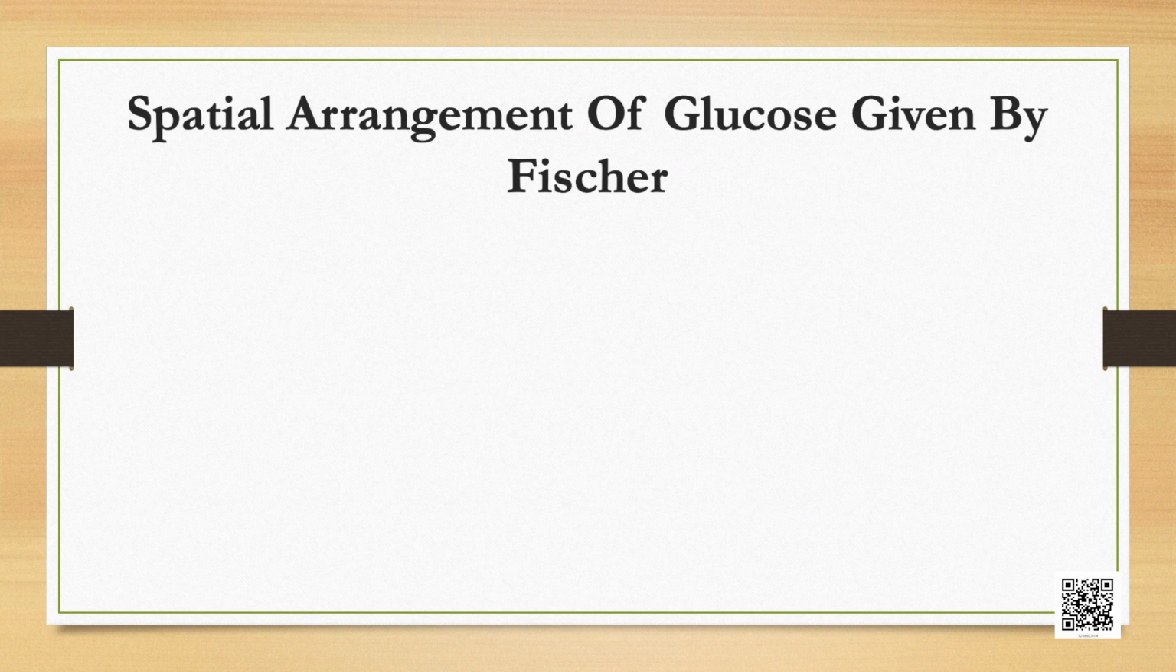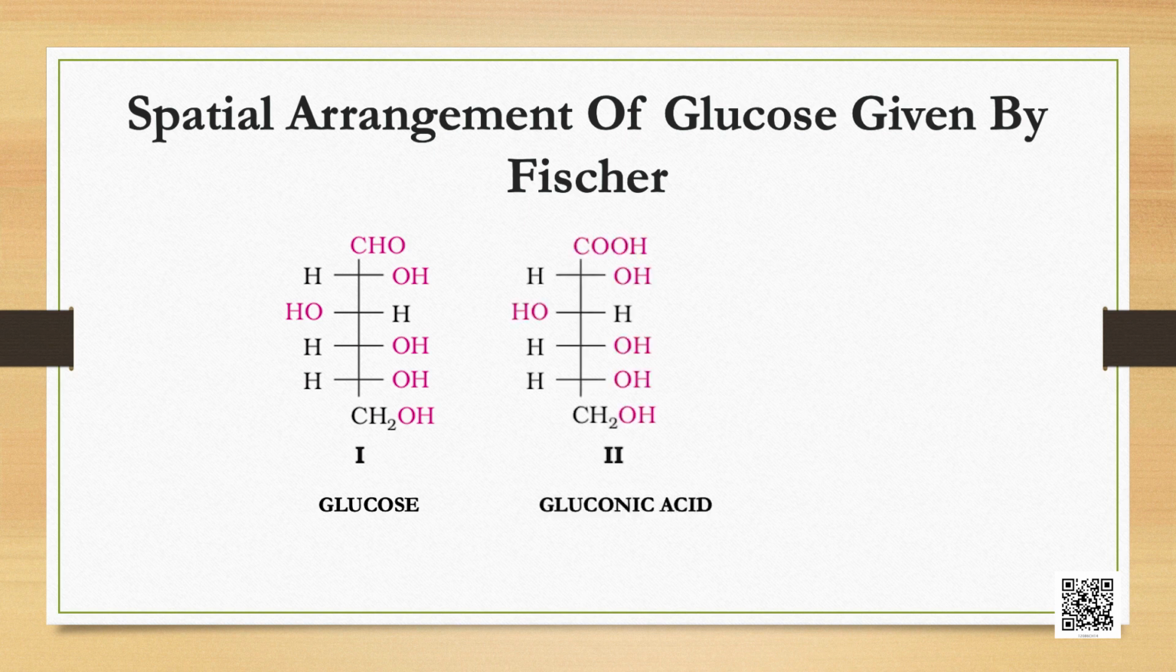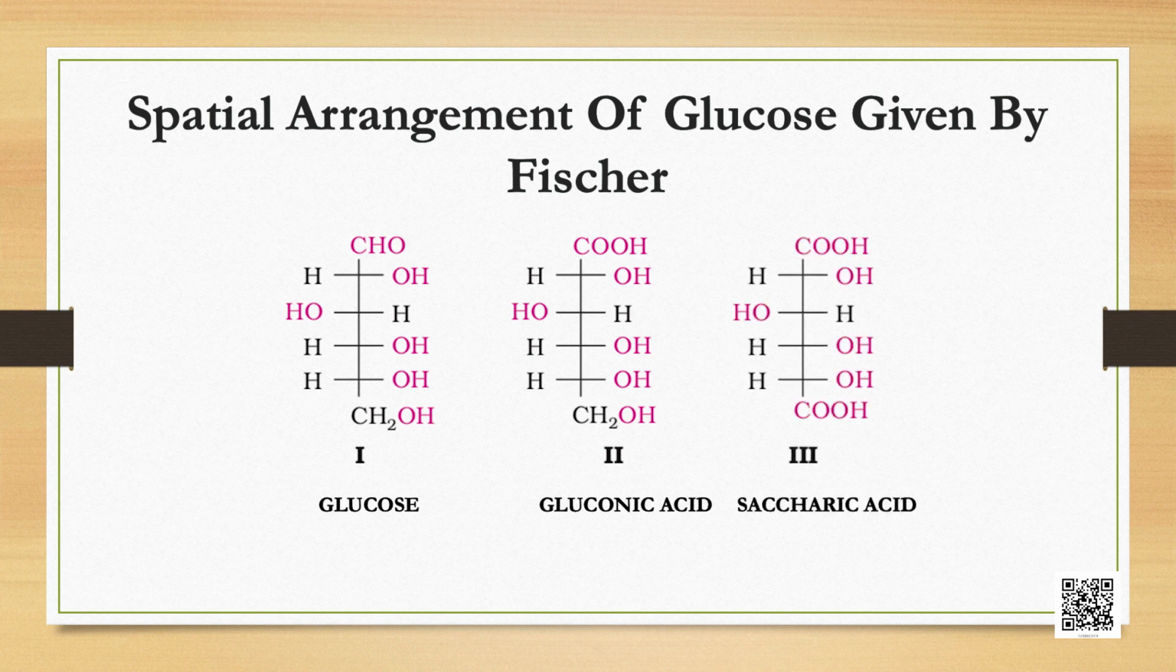The exact spatial arrangement of different OH groups was given by Fischer. Its configuration is correctly represented as structure first, as you can see on the slide. Glucose is correctly named as D plus glucose. D before the name of glucose represents the configuration, whereas plus represents dextrorotatory nature of the molecule. The letters D or L before the name of any compound indicate the relative configuration of a particular stereoisomer of a compound with respect to configuration of some other compound, configuration of which is known.